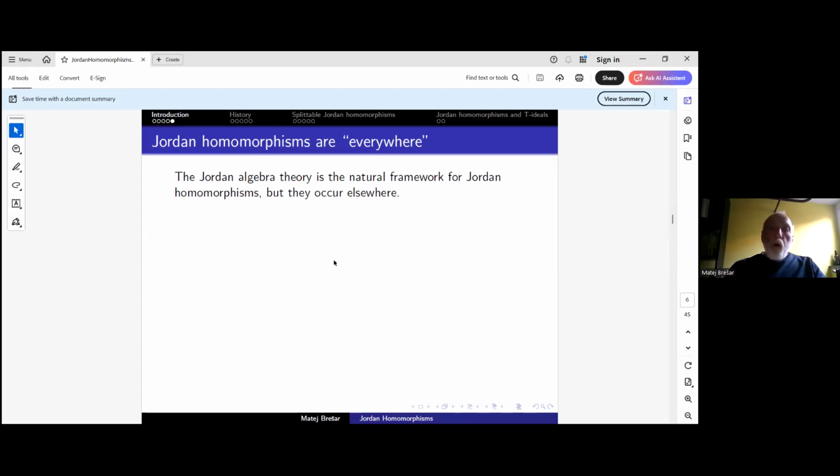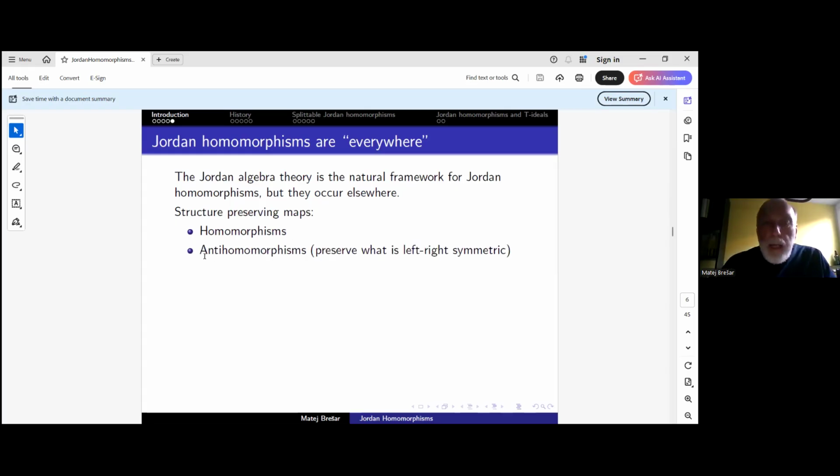Jordan homomorphisms just appear across mathematics in many different areas. They are very, very natural. Let me try to explain why. So why do we study homomorphisms? We study the ordinary homomorphisms because, as we explain to students, they preserve the structure of rings and other algebraic structures. So if we want to relate two rings, then we need the notion of a homomorphism.